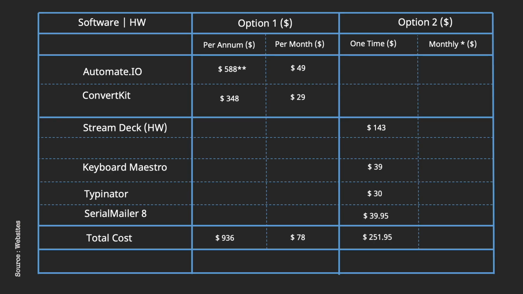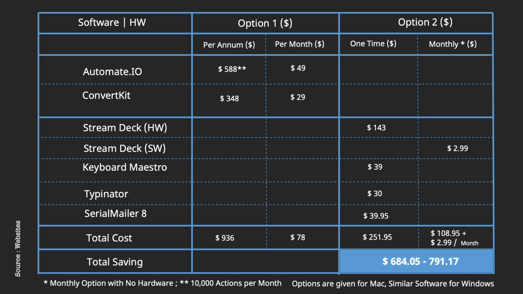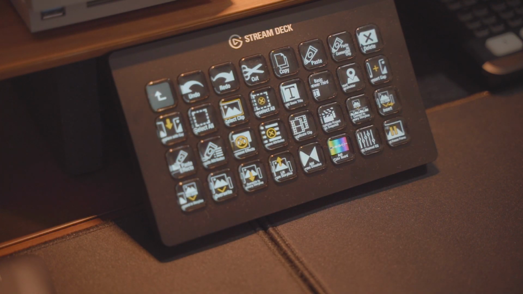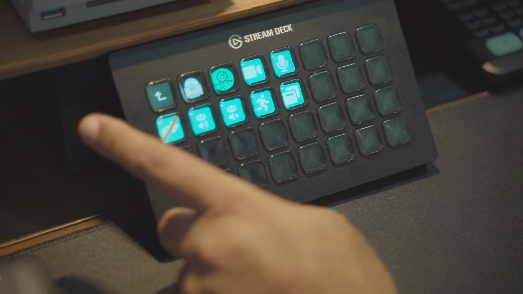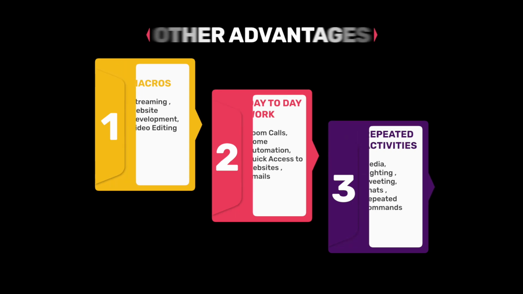If you're hesitant to pick up a Stream Deck, then you can replace the cost of that Stream Deck by just $2.99 a month or $24.99 a year by going in for a mobile solution. I like the physical touch of the keys much better, and I would miss the tactile feel of hardware switches if I went in for the mobile solution. More than the significant price difference for the solutions, the other advantages are the ability to use macros in creative pursuits like streaming, website development, or video editing, using macros for day-to-day work like Zoom calls or home automation, quick access to websites, emails, other apps, launching media, adjusting lighting, tweeting, chats, and other repeat commands that require it.